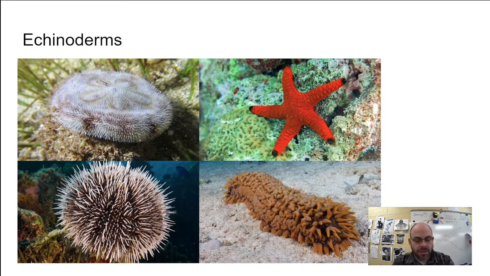Water vascular system with tube feet. And most adults have what we call 5-part radial symmetry, which is basically they have this whole star thing going on. You can see that there on the upper ones. Actually, the sea urchin there in the bottom left is going to have that as well. Not so sure on the sea cucumber. We'll just leave it alone.